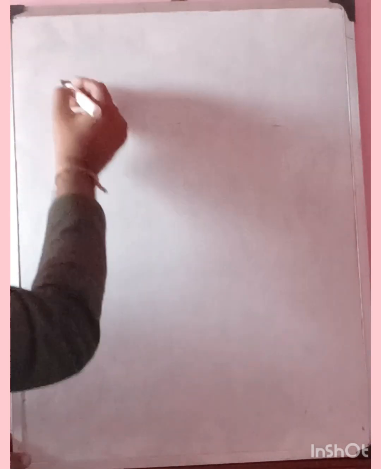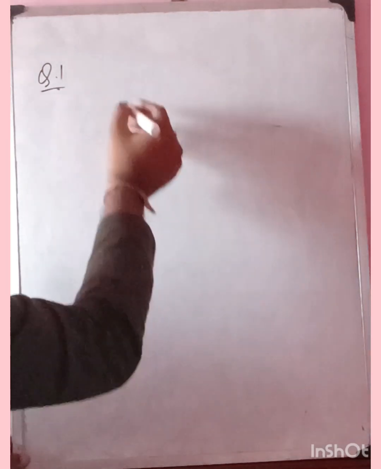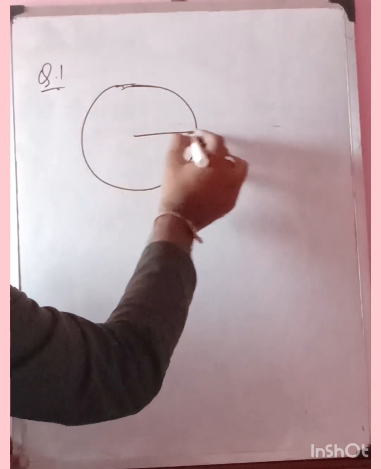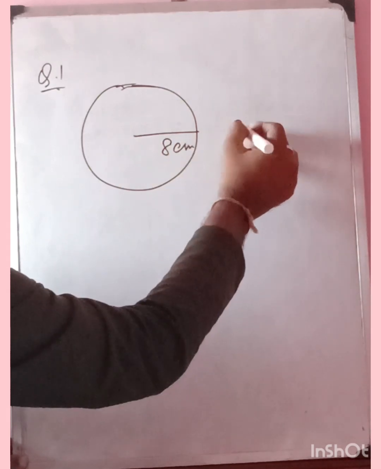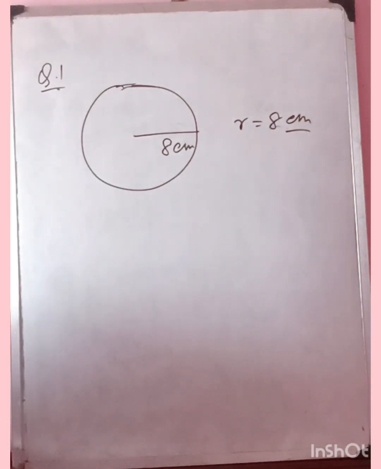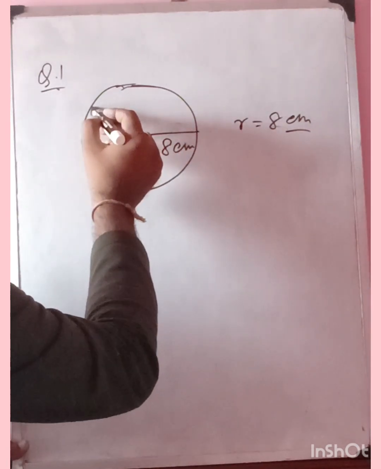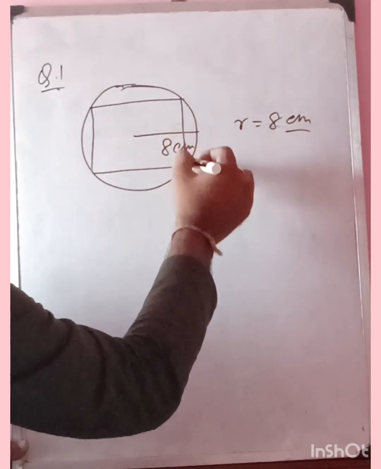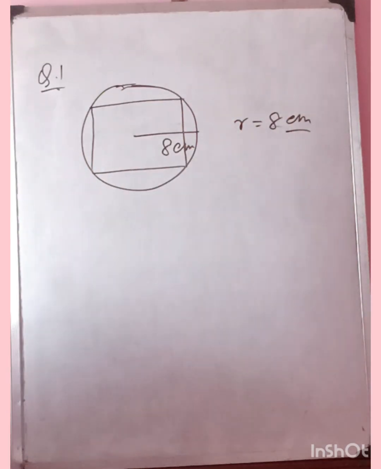So, in question number 1, what was given? Find the area of the square that can be inscribed in a circle of radius 8 centimeter. Circle having radius 8 centimeter, R equals to 8 centimeter. Find the area of the square that can be inscribed in a circle.